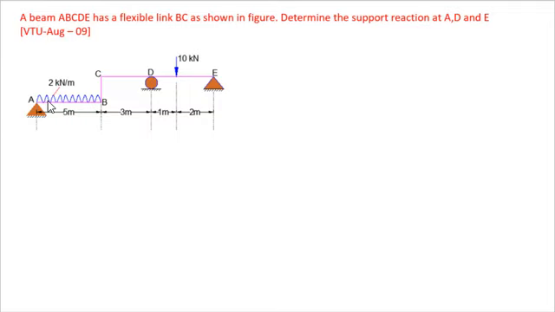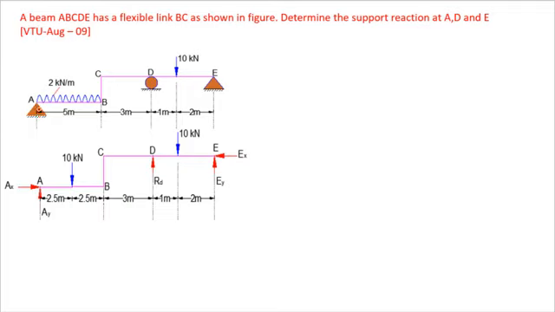I will convert this load into a point load. I will remove all the supports and show them by their respective reactions. So at A, we have two reactions, AY and AX. And this 2 into 5, 10 kilonewton point load will act at the midpoint, 2.5 meter distance from A and B. And the roller support at point D is RD. And at E, EX and EY, two reactions.